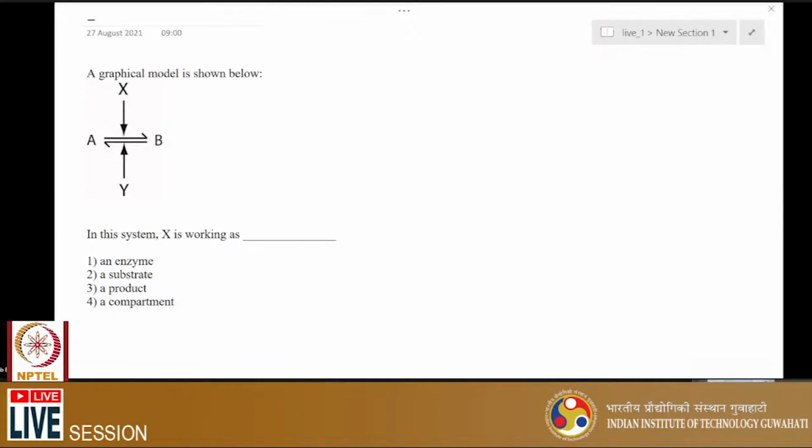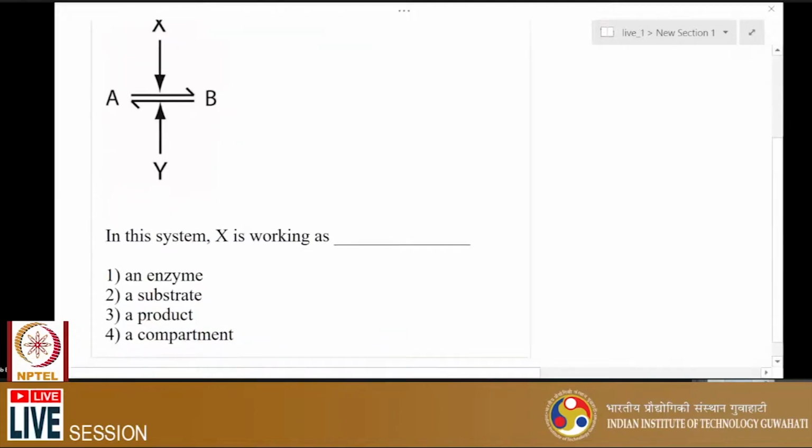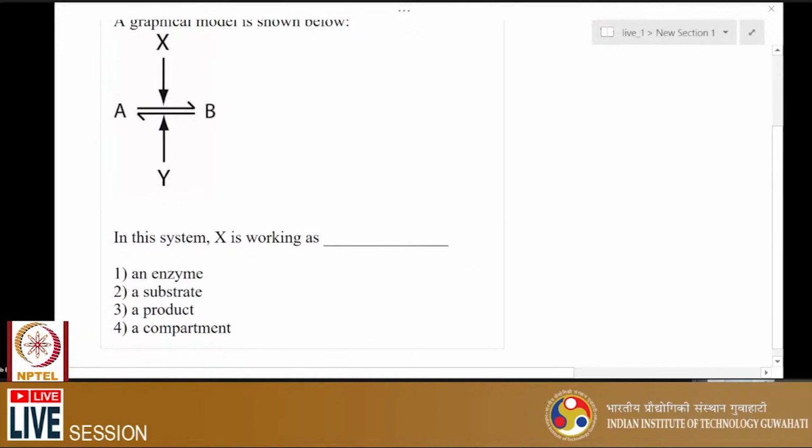So in this problem, if I zoom it bigger, a graphical model is shown. I have two reversible arrows between A and B, and then X and Y have arrows pointing onto those reversible reactions. The question is, in this system, what is the function of X? Is X working as an enzyme, a substrate, a product, or a component? Can someone who is present answer this? I can wait for 1 minute.